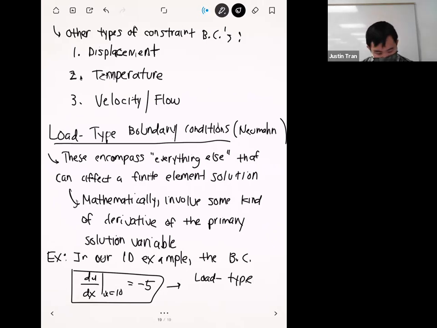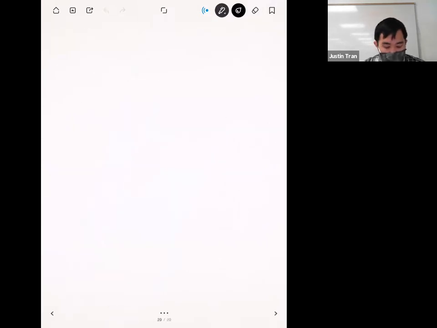Okay, and so some common types of load type boundary conditions that we've seen so far are things like the force and things like the pressure.